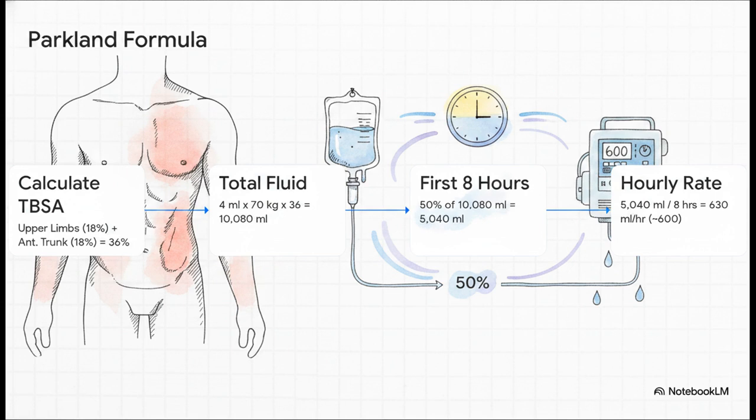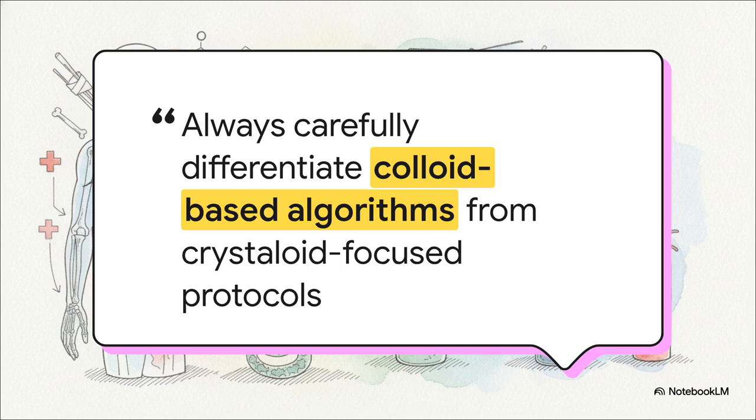Let's break down the famous Parkland formula. First, calculate the total surface area. 18% for the upper limbs plus 18% for the anterior trunk gives us 36%. Next, plug it into the formula. 4 milliliters times 70 kilograms times 36% gives a massive 24-hour total of 10,080 milliliters. You slice that number exactly in half for the first 8 hours, giving you 5,040 milliliters. Divide that by 8 hours and you lock in an infusion rate of 630, which neatly approximates down to 600 milliliters an hour.